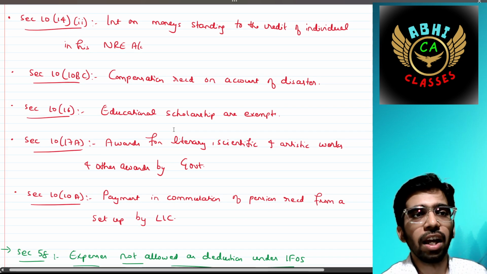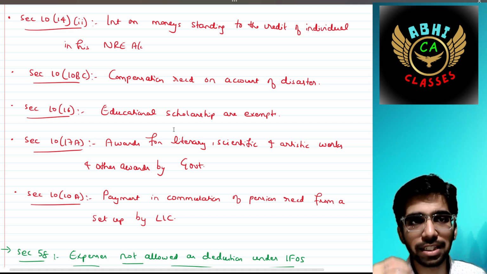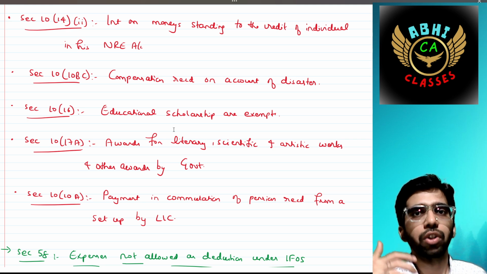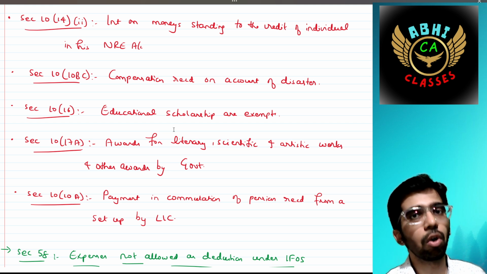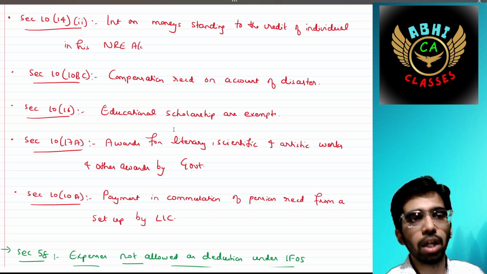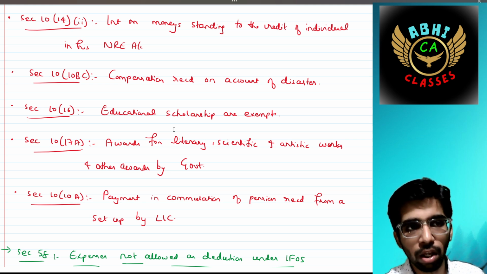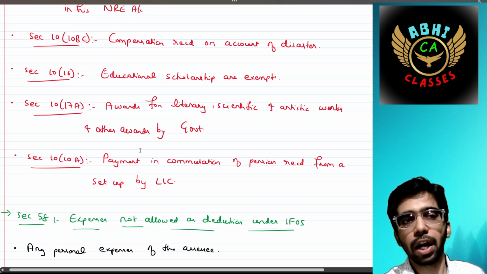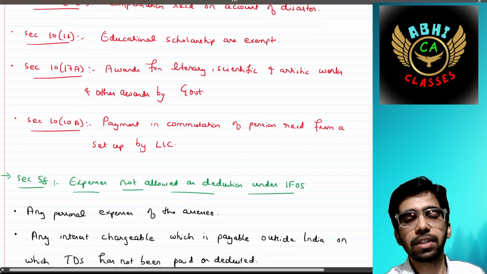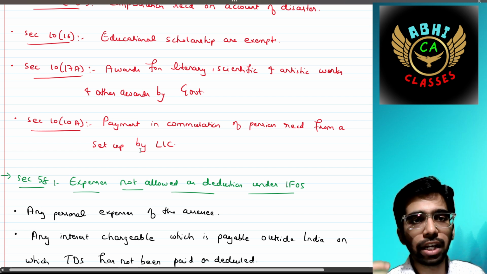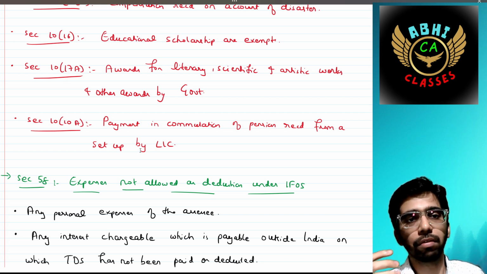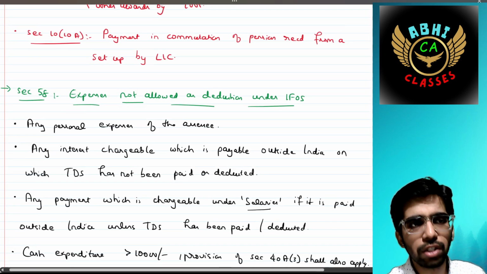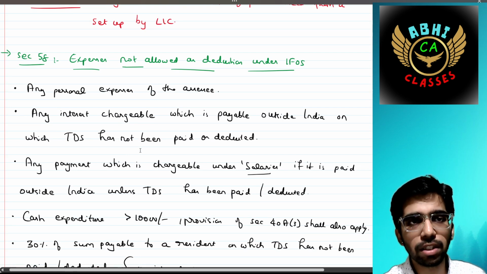Then section 10 subsection 10BC says compensation received on account of disaster, tsunami, etc. If you receive any compensation from the government or any other authority, then it is fully exempt. Then section 10 subsection 16 says educational scholarships are also exempt. Then section 10 subsection 17A, awards for literary, scientific and artistic works and other awards by the government of India are also tax free, also exempt. Then section 10 subsection 10A says payment in commutation of pension received from a fund set up by the LIC is also fully exempt.